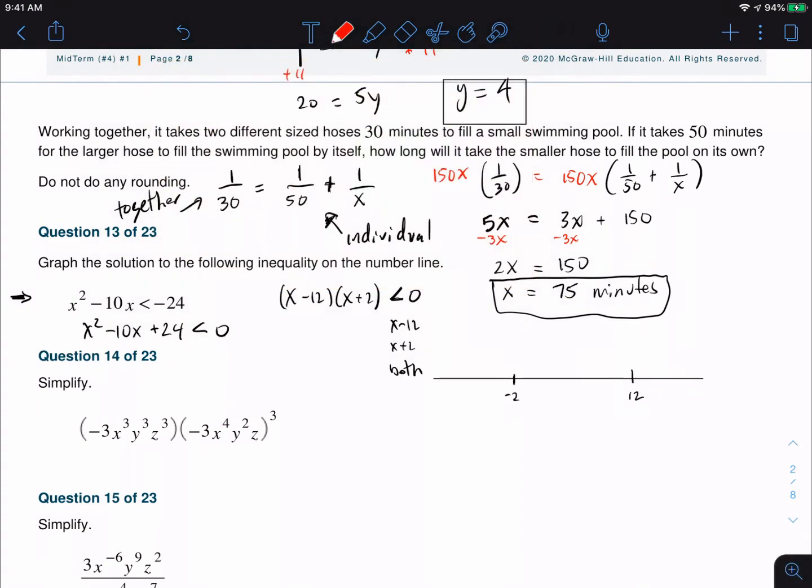So I'll do this in a different color. If I pick a number smaller than negative 2, so let's say I picked negative 3, and I plug negative 3 into this first one, am I going to get a positive number or a negative number? A negative number, perfect. Now, what about if I plug in negative 3 into the second one? Perfect, I'm going to get a negative number. That's all I care about. I care about their signs.